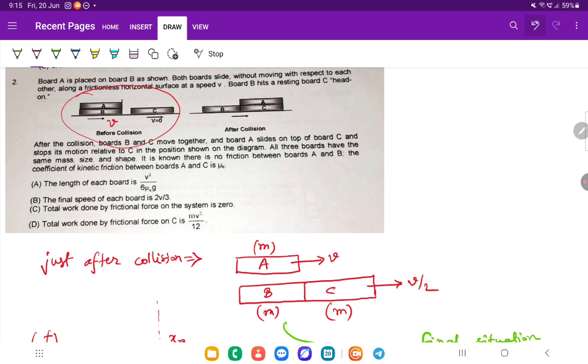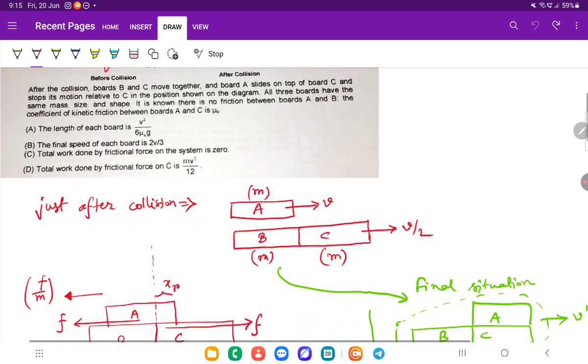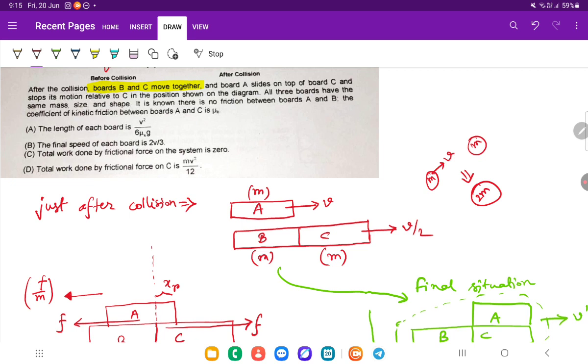Here it is shown in the figure, and I have drawn here the situation just after collision. As it is said that after collision the boards B and C move together, so basically B and C will have a perfectly inelastic collision. For B and C initially, let's say this is mass m moving with velocity v, and this was C of mass m at rest. So after perfectly inelastic collision these two masses will stick and behave as a single mass of 2m, and velocity will be v by 2 obviously. You can easily get this by conservation of linear momentum.